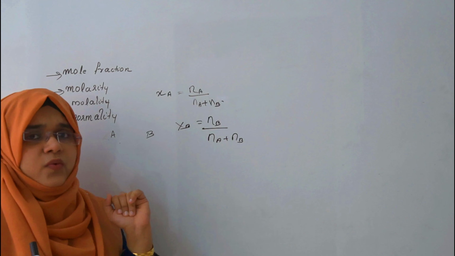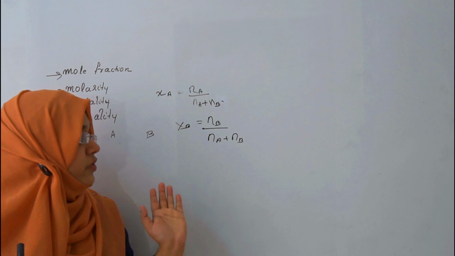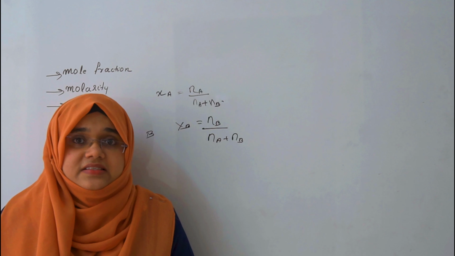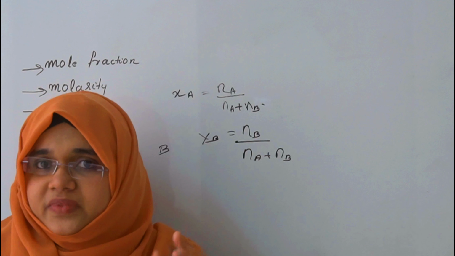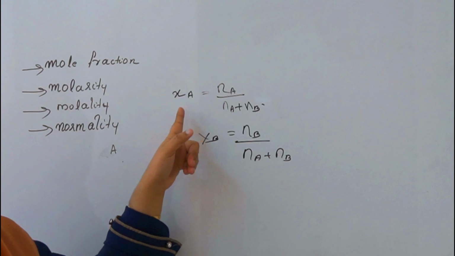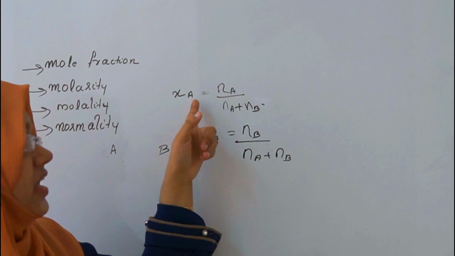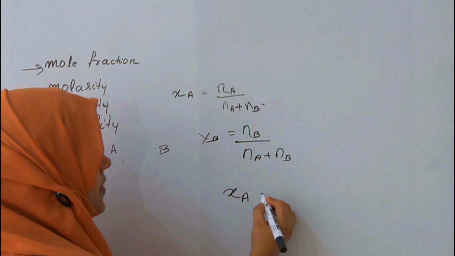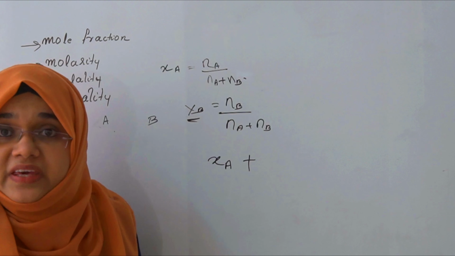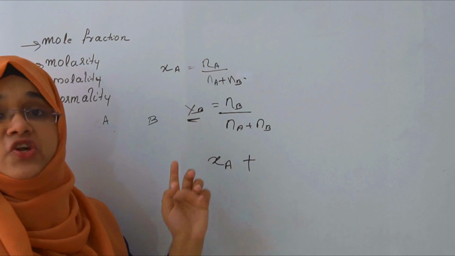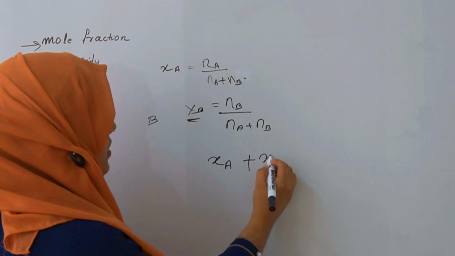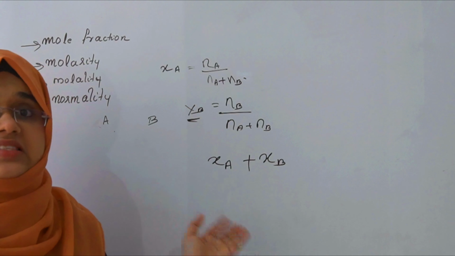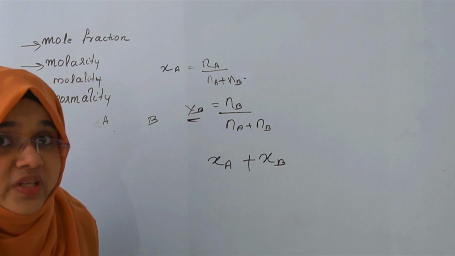Now let me ask you a question. What will be the sum of the mole fractions of all the components? It is 1. I will show you. This is XA, the mole fraction of the component A, that is solute, plus XB, the mole fraction of solvent. Now let's add these to see whether the sum is unity or not.